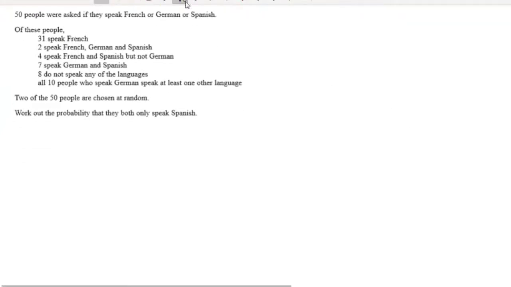Now, when you get to an actual paper, as it usually does when you get to the actual exams, they can tweak things slightly. For instance, this question, as we read through it, we will find has 3 variables. So we're going to end up with 3 overlapping circles. There were 50 people being asked if they speak French, German, or Spanish.